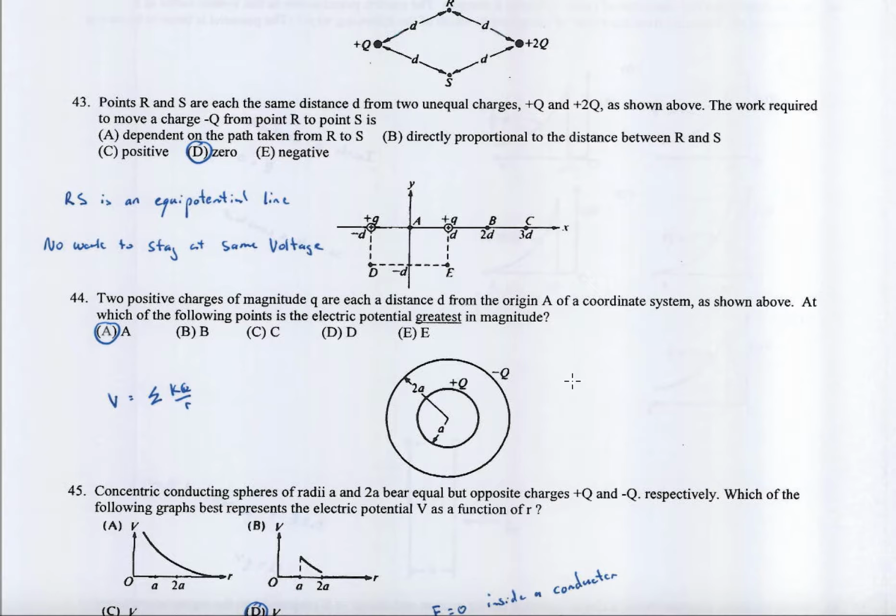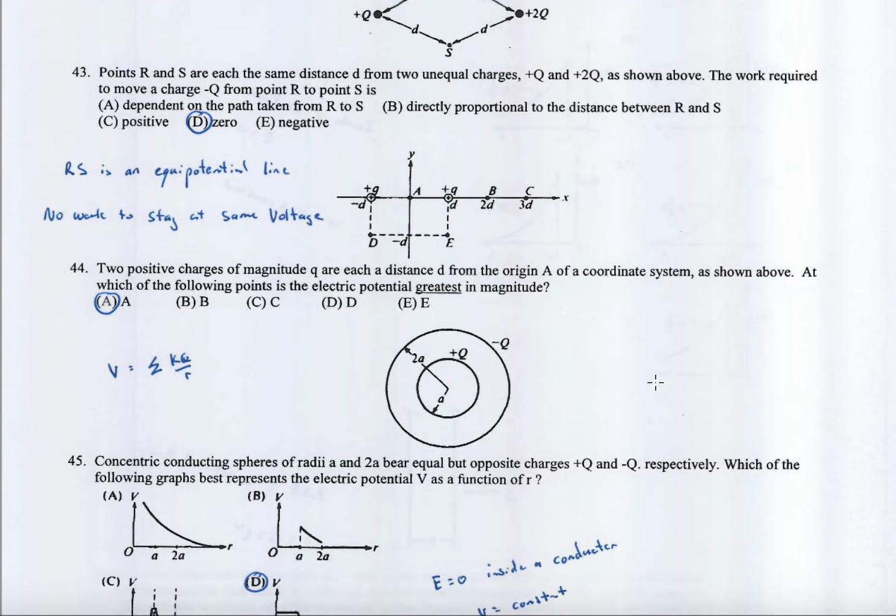At which of the following points is electric potential the greatest? Well, right here. That would be the sum of those two because we know the voltage is the sum of all the individual voltages. The individual voltages are just kQ over r, and they're both positive, so you just add them up. If you go over here, then they're both kind of small because you're further away. And so your best point is going to be A.